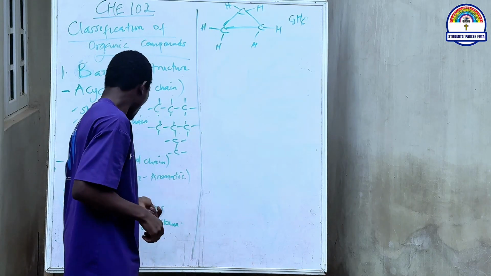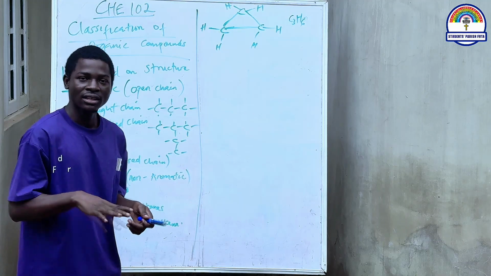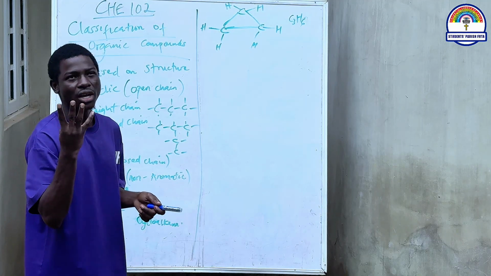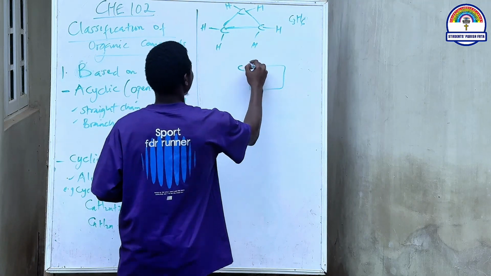So cycloalkanes just take the shape of polygons. If you're talking about cyclobutane, that's 4 carbons. So what shape has 4 sides? That is a square. So just draw a square.